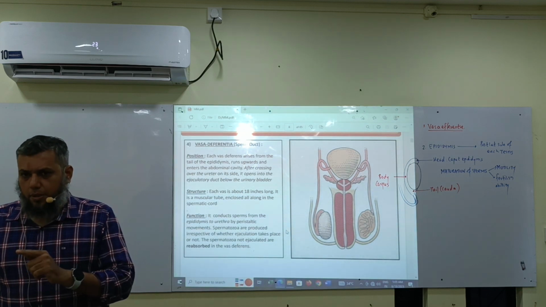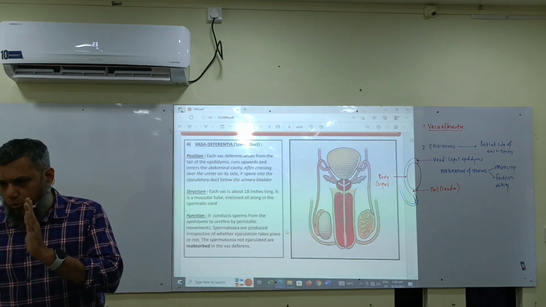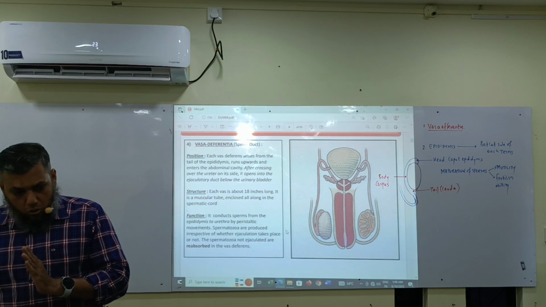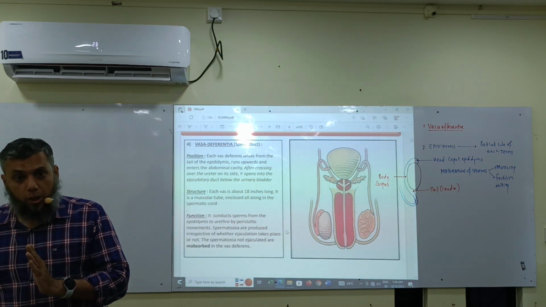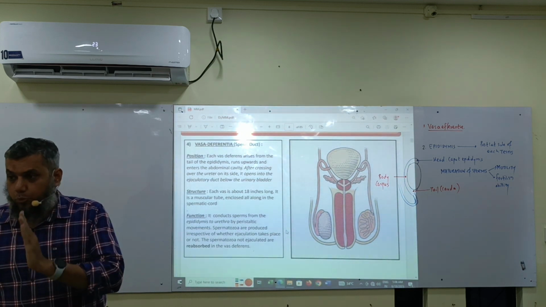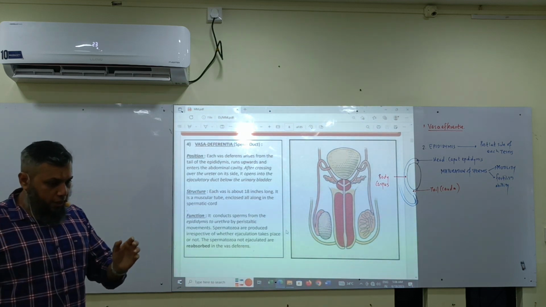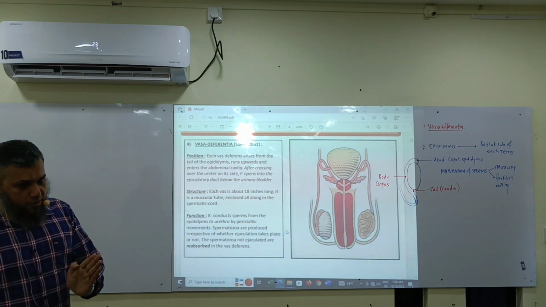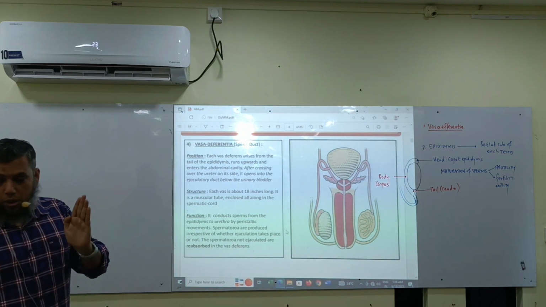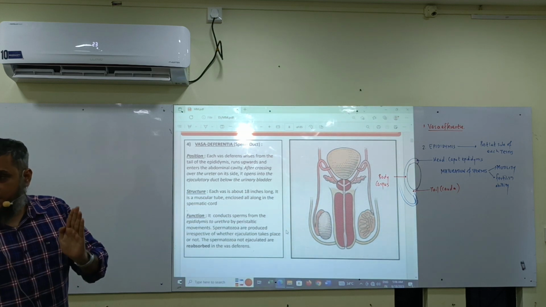Can anybody else tell me through which part it is running upwards? What is that canal called? Inguinal canal. So it is going up with the spermatic cord. You remember yesterday's lecture? That inguinal canal of the spermatic cord. So the vas deferens is running upwards with the spermatic cord.